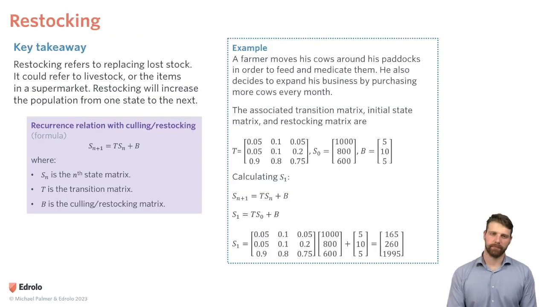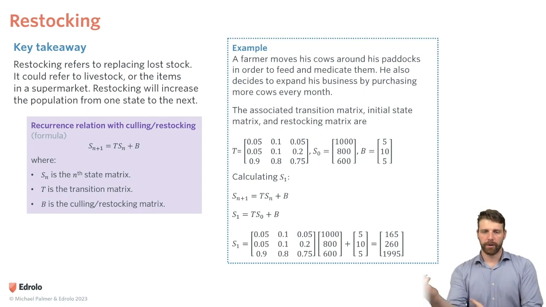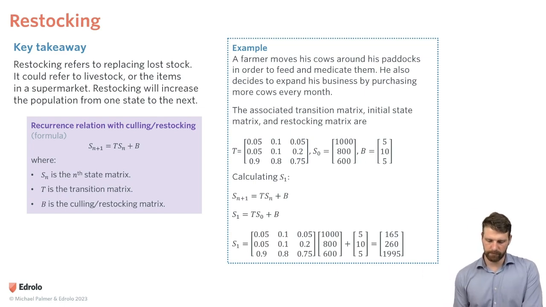Okay, on to restocking. And this is the opposite of culling. Instead of removing things after we've done that transition matrix, we're going to add things into the population. So here, this could refer to livestock, so you're purchasing more cows or more sheep or something for your farm. Or you run a supermarket and things move around the shelves and then you're adding them in as your stock's coming in or something like that. So we've got an example here.